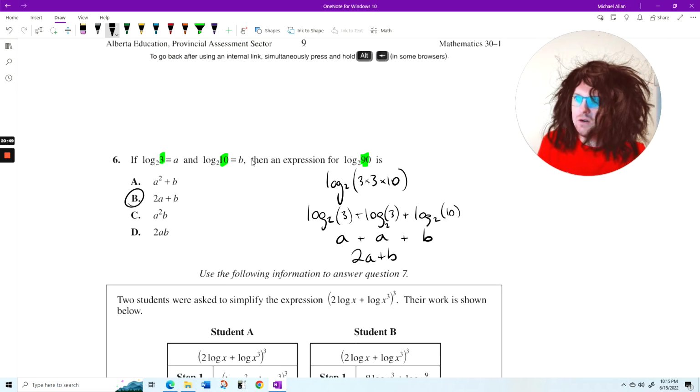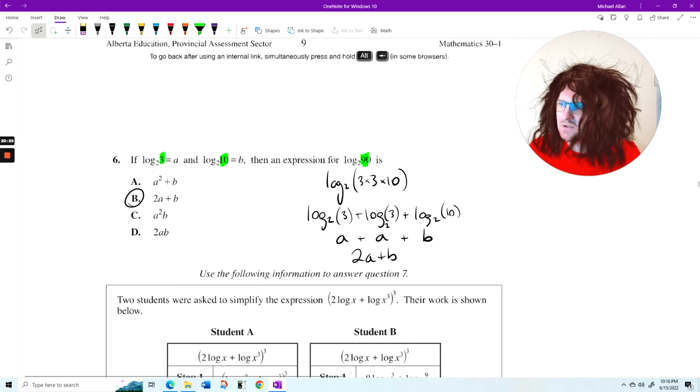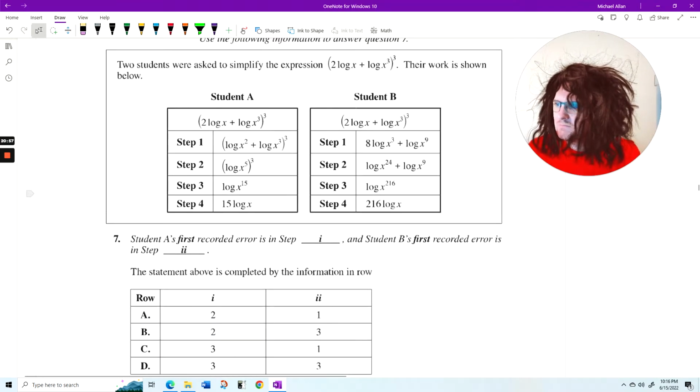Now, other ways just solve for A and solve for B. Type it in there and see if it equals that other one there, but it doesn't matter to me. But whatever works for you.